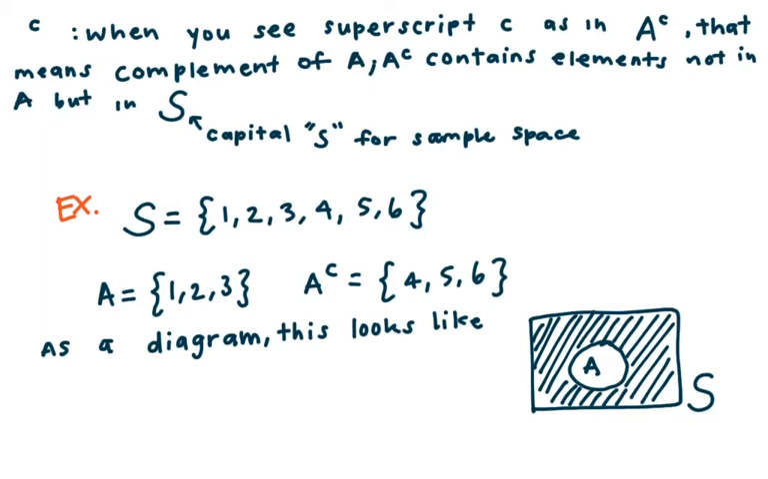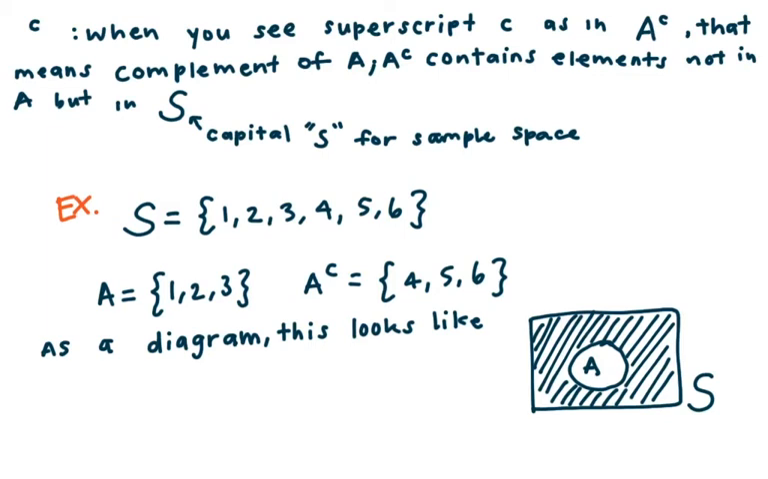And let's just say that our event A equals 1, 2, and 3. So that means A complement has to include the elements that are not in A, but are in our sample space S. So in A, we had 1, 2, 3, and in A complement, we have 4, 5, 6. And that makes sense because with 4, 5, 6, there's no 4 in A, there's no 5 in A, and there's no 6 in A. But 4, 5, and 6 can be found in our sample space S.